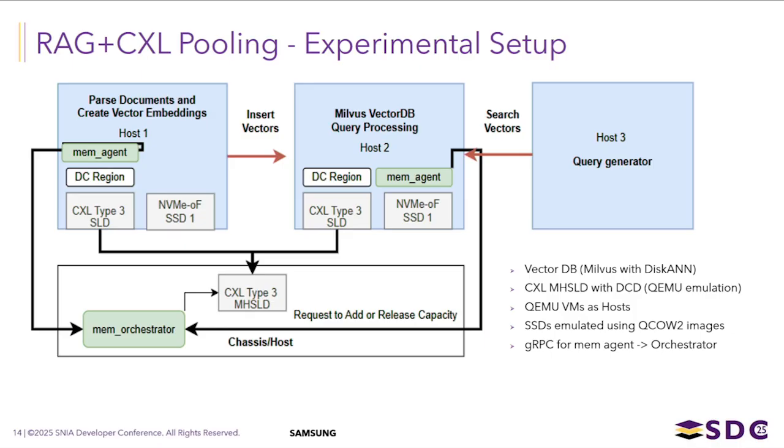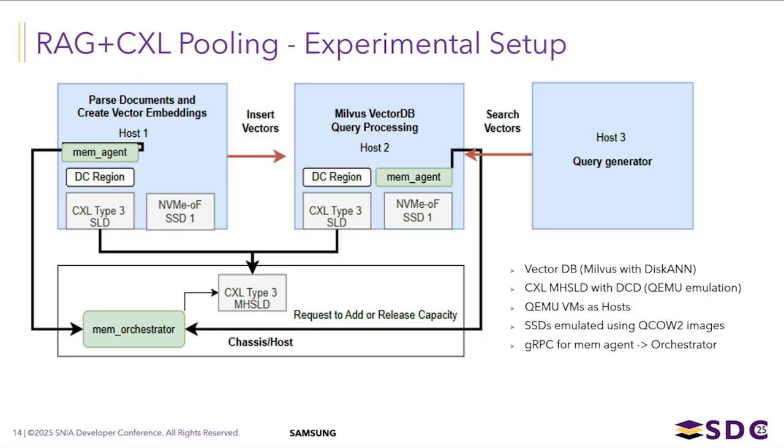Now we have VM3, or host 3, which runs the query generator. It's more of a runtime thing. We have memory monitor agents running in VM1 and VM2 to monitor the memory and inform the memory orchestrator. The orchestrator is more like a miniature fabric manager of CXL, and it runs in the hypervisor.